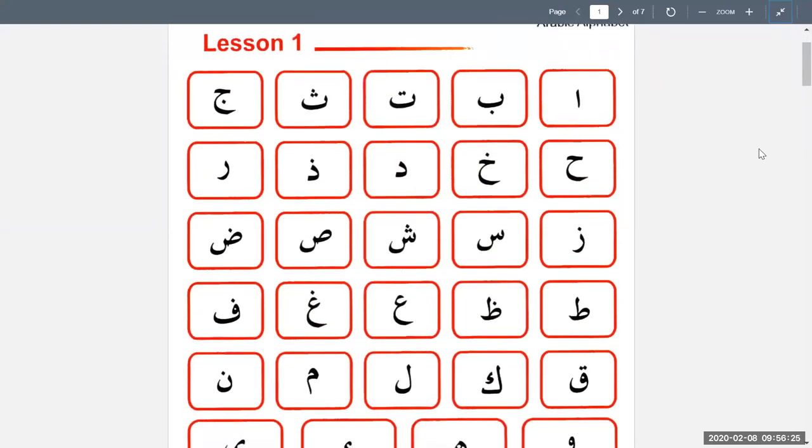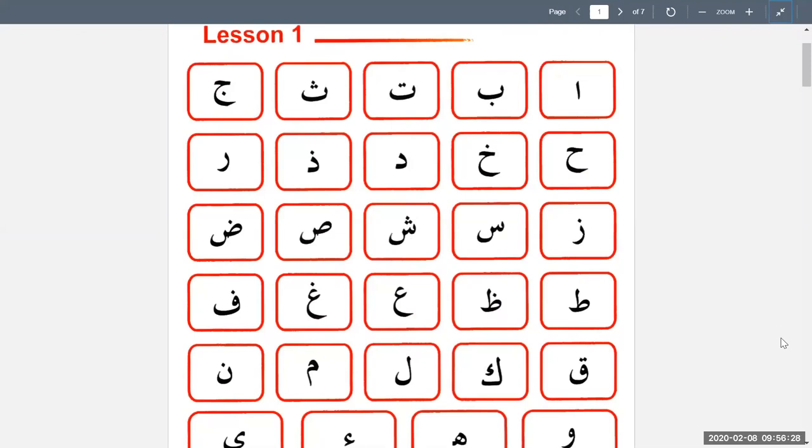Okay, Lara, I want you to read through the alphabet that you see here, all the way through. Just start here and just read all the way through. Lara? Sorry, I couldn't hear you. Yeah, that's okay. Aleph, ba, ta, ba, jim, ha, dal, val, ra, ze, sin, shin, sod, dod, ta, da, ein, chen, fa, kaf, kaf, lam, mim, noon.